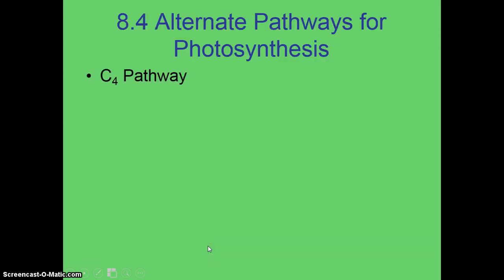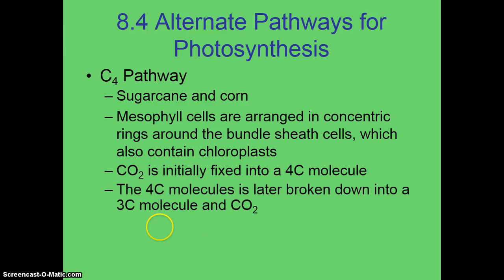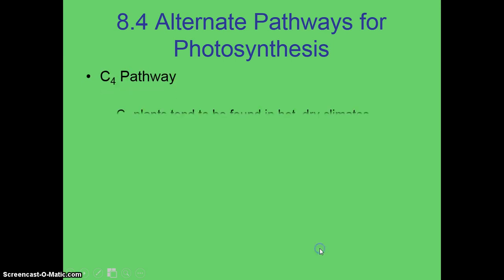There's another pathway called the C4 pathway. This happens in sugarcane and corn. The mesophylls are arranged in concentric rings around the bundle sheath, and there's also chloroplast in the bundle sheath. The CO2 is initially fixed to a C4 molecule. That's where we get the name C4 pathway. The C4 molecule is later broken down to a 3C molecule and carbon dioxide, and then that carbon dioxide is going to enter the Calvin cycle.